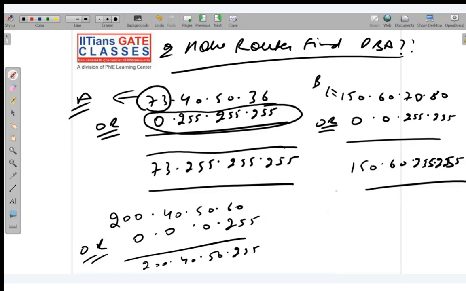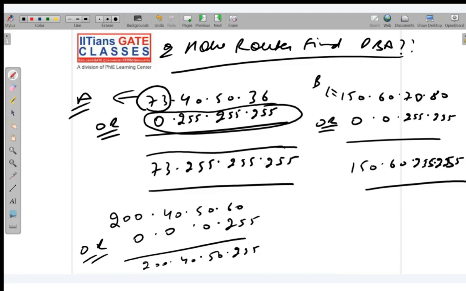So how will the router find the last address? To find the last IP address, bitwise OR. Okay, let me write it. Take the snapshot. Then I will dictate the note. Don't worry. Take the snapshot. I will dictate the notes. Yes, sir. Okay.